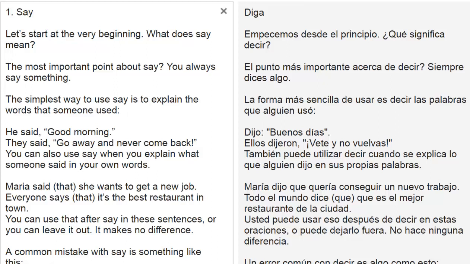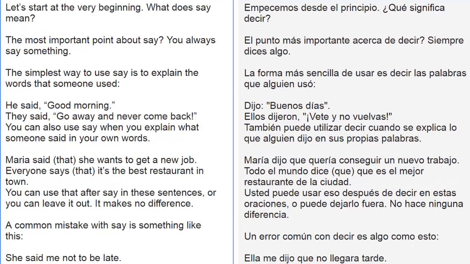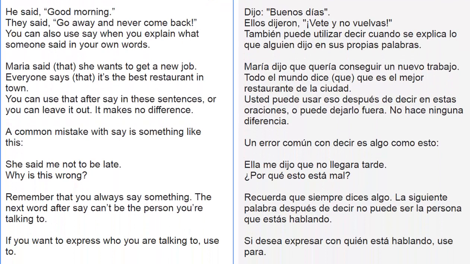What does say mean? The most important point about say, you always say something. The simplest way to use say is to explain the words that someone used. He said, "Good morning." They said, "Go away and never come back."